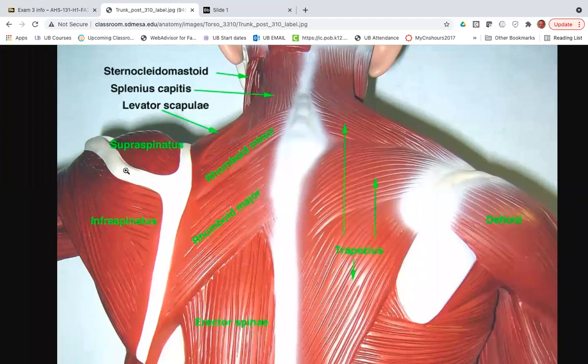Here's the spine of the scapula. Above it, supraspinatus. Below it, infraspinatus. These are two of the 4 rotator cuff muscles. When I do the shoulder, I'll get into more detail with the rotator cuff.